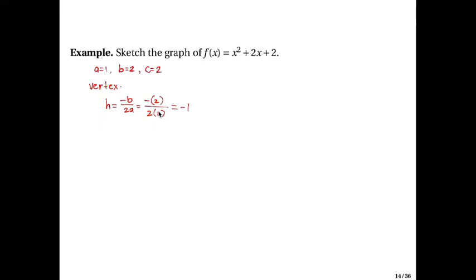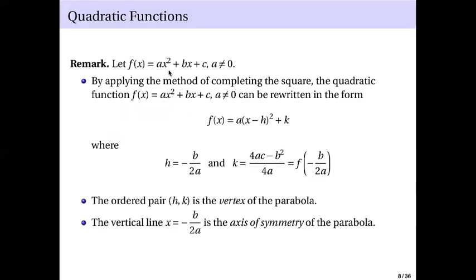And then your k, you can use this formula in here: (4ac minus b squared) over 4a. But this one is hard to memorize. Okay? So what you can do is this. Once you have obtained your h, just evaluate the function f at h.